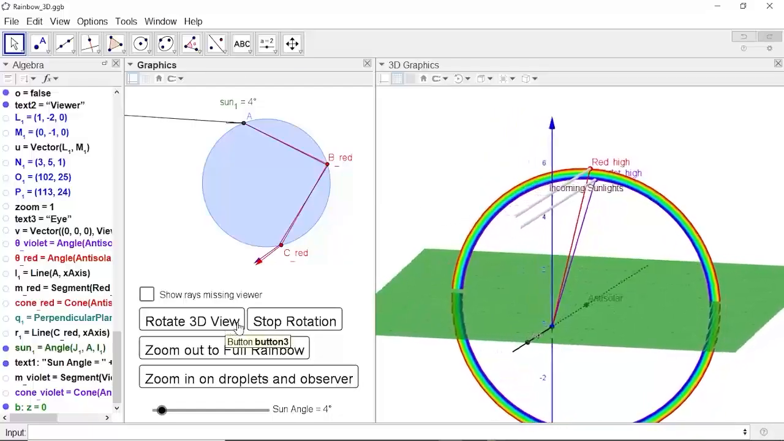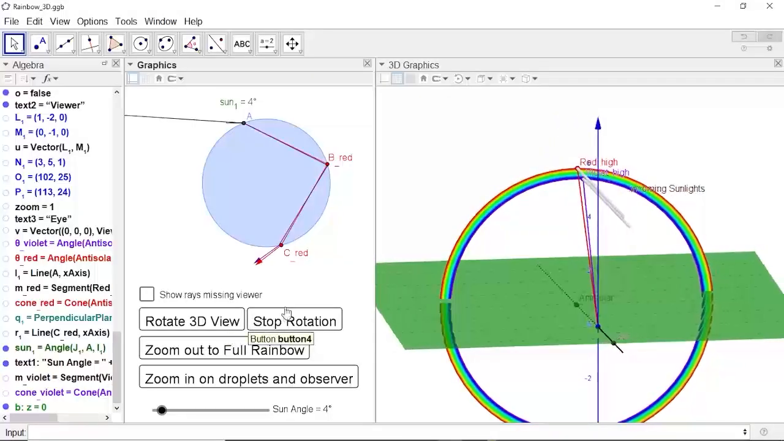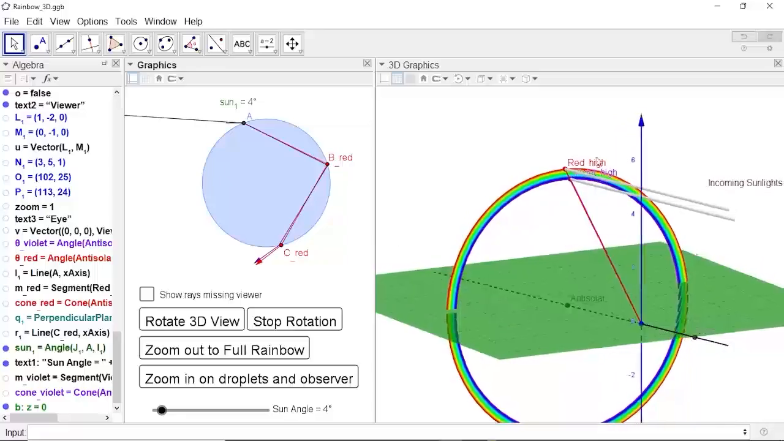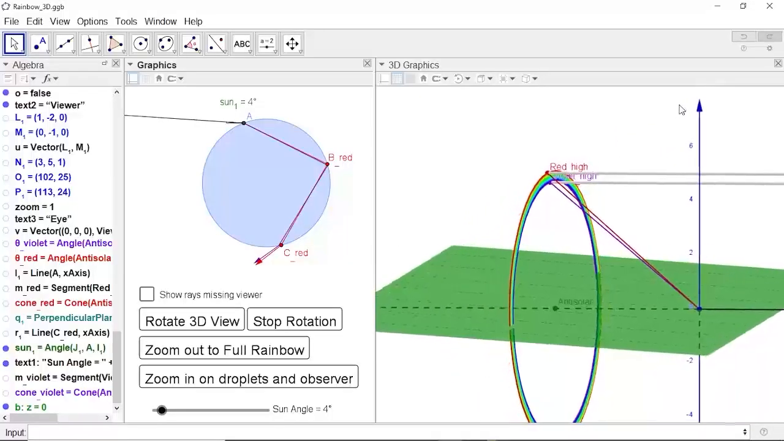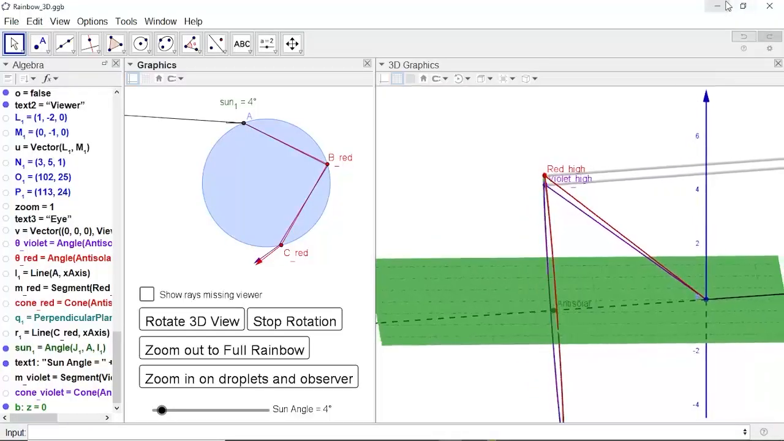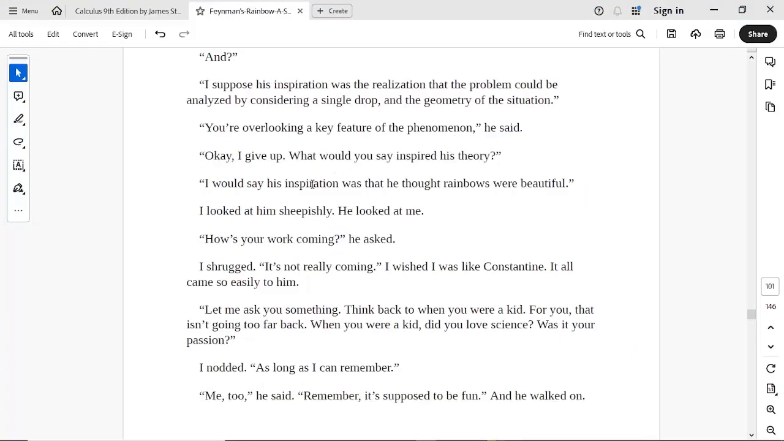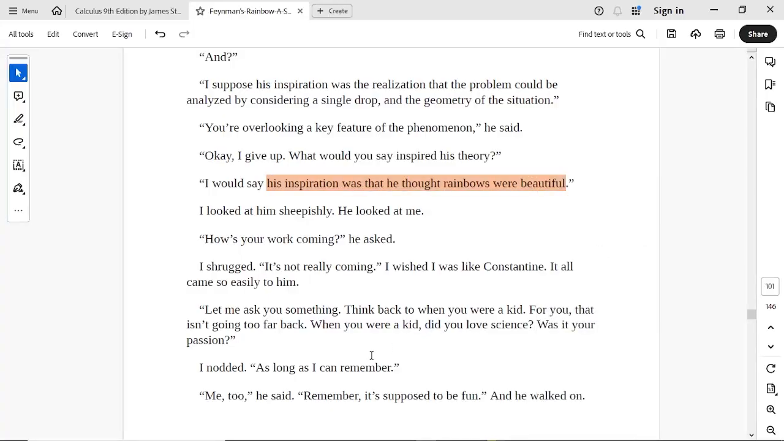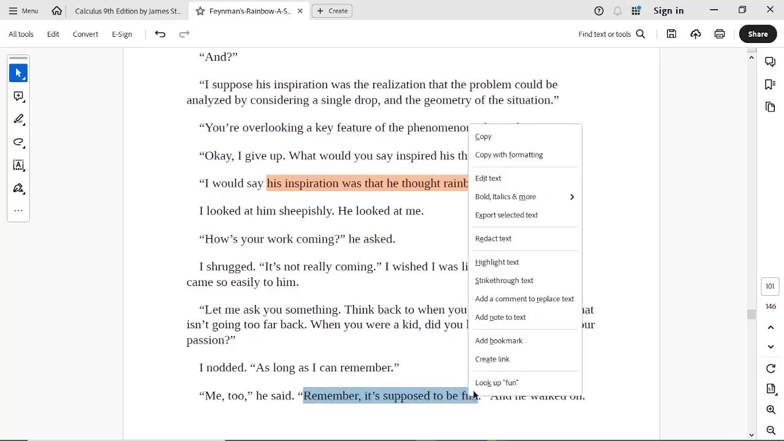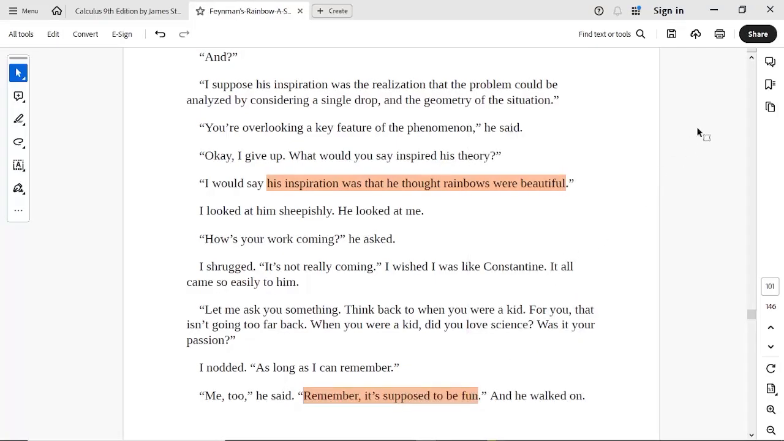Rainbow has fascinated humans for millennia. Great minds from Descartes to Feynman are inspired by its beauty. Here is a page from a biography of the great physicist titled Feynman's Rainbow. Hopefully, you can be inspired as well by visualization using modern tools and by the beauty of nature.